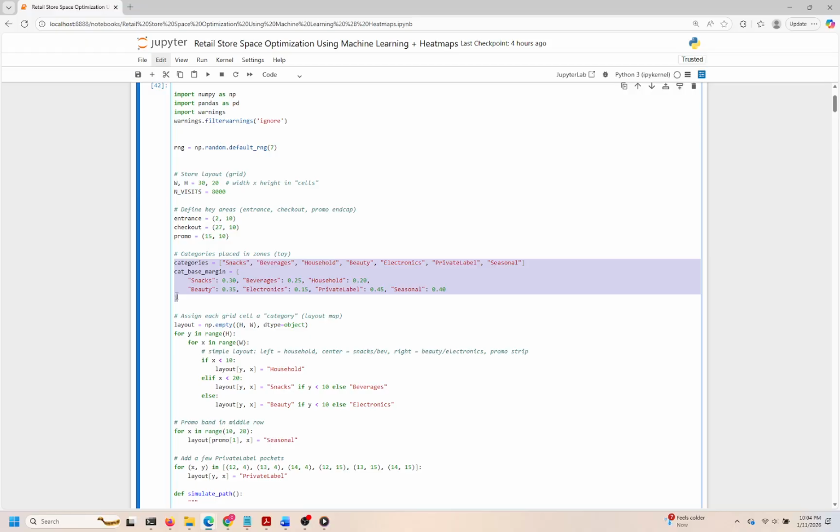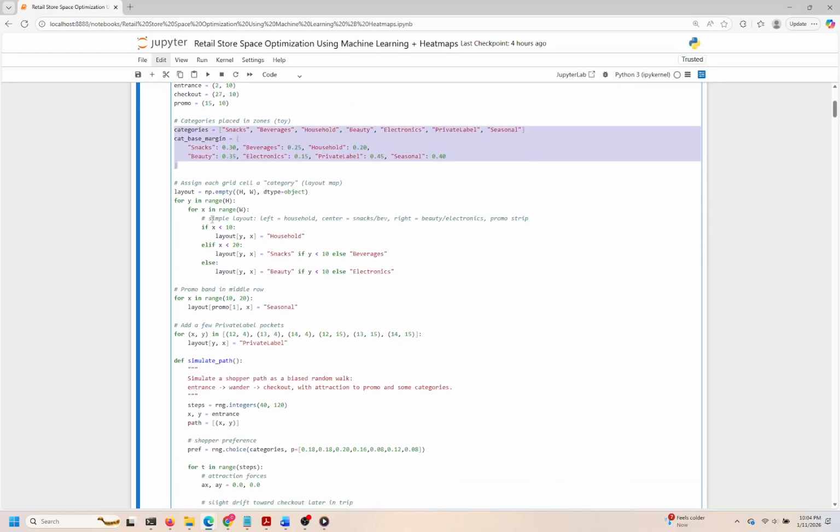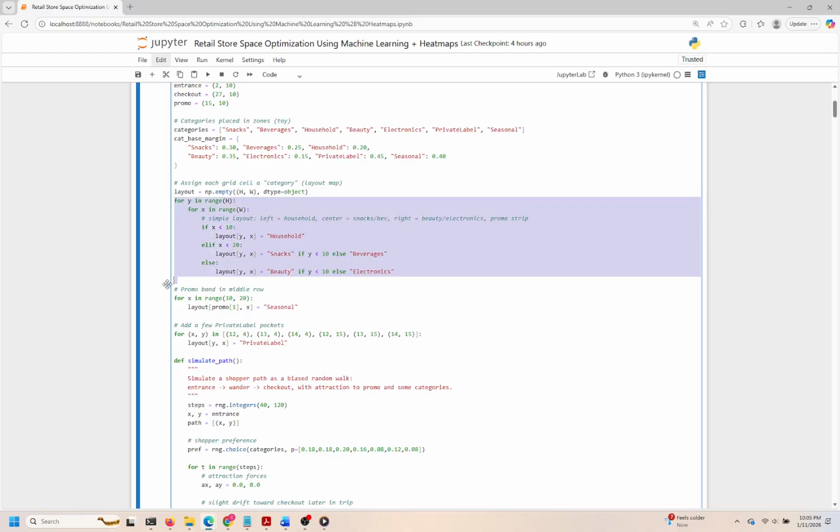Next, the simulation of shopper paths is framed as a biased random walk. It begins at the store entrance and progresses toward the checkout, while also enabling random wandering. As the shopper moves through the grid, they are attracted to categories based on their preferences, which we sample from a predefined distribution. This preference influences how they interact with specific store areas, like promotional zones or checkout sections.